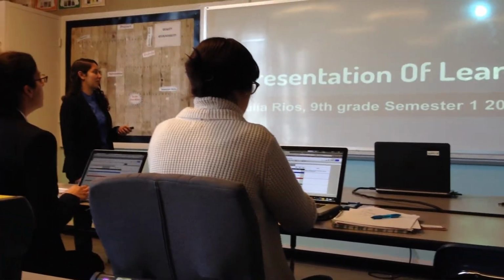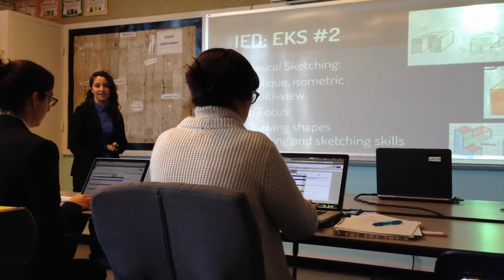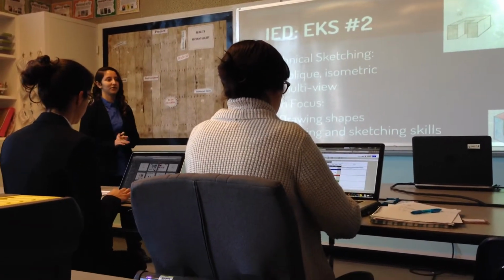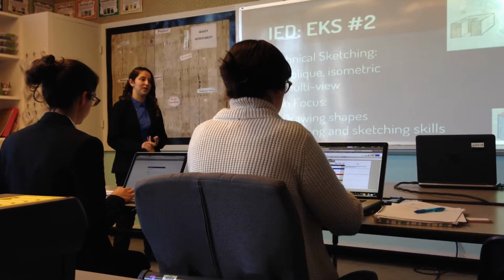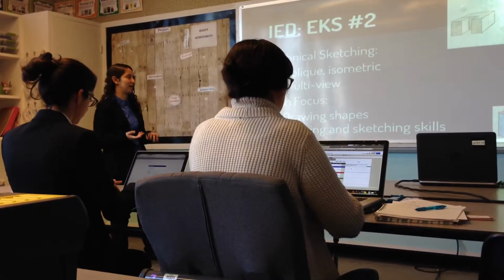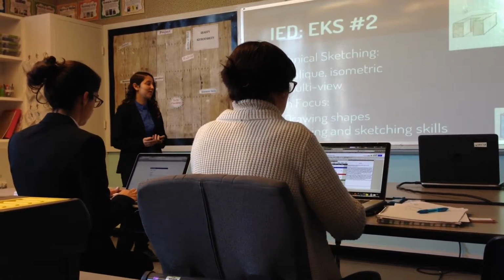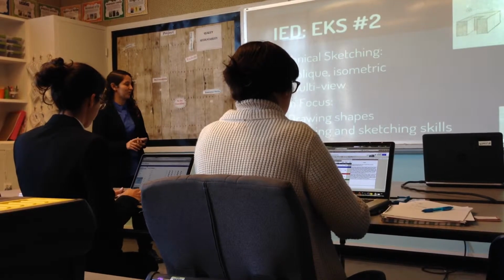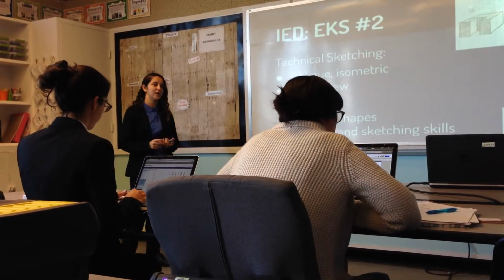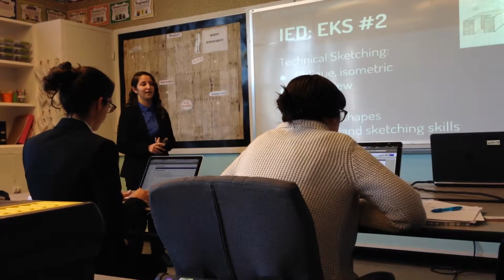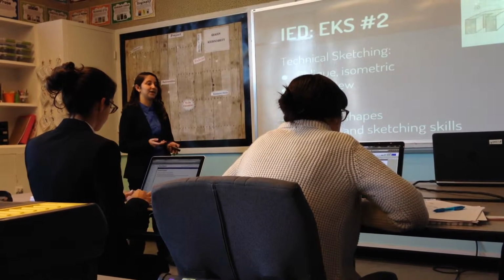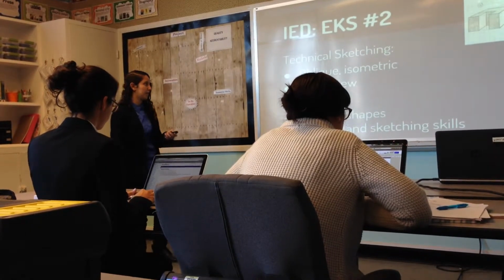First and foremost, I'll start off with ID with a focus on EKS number 2. This means I'm able to draw oblique and isometric shapes along with any given shape in a multi-view sketch. However, my main focus will be on drawing shapes in general and also my basic comprehension between drawing, which is using a ruler and object lines and construction lines, and sketching, which is drawing freehandedly.